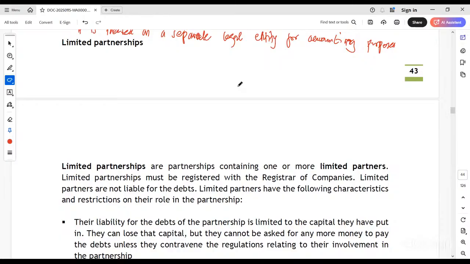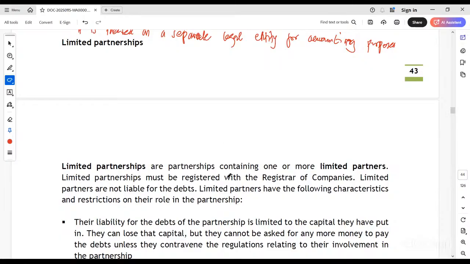Now, when it comes to limited partnerships, here the partners have limited liability. So the point of distinction is the liability. In one we have limited liability, and in the other we have unlimited liability.